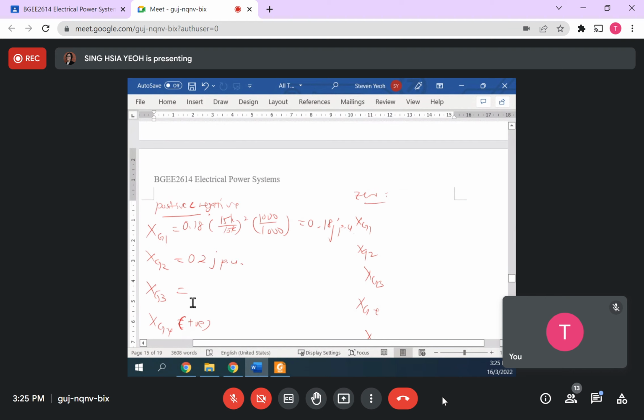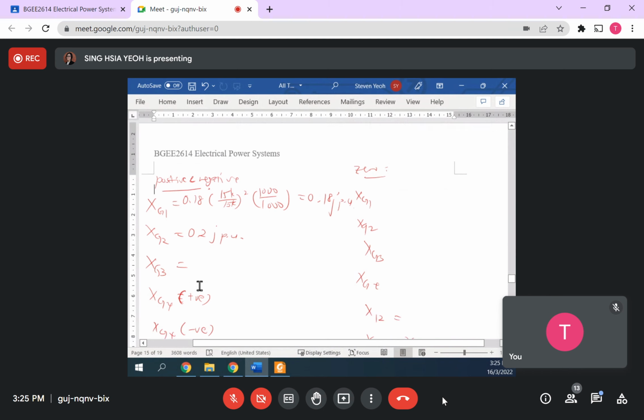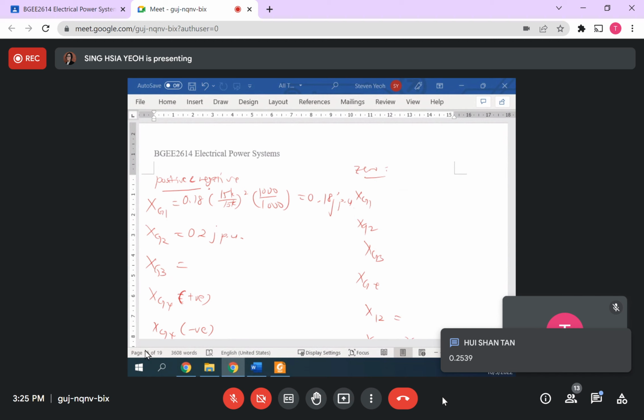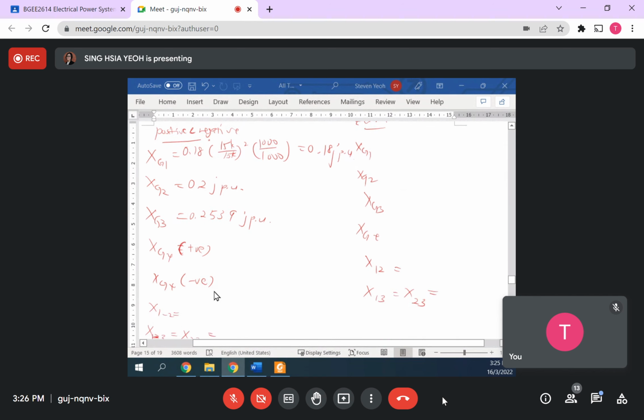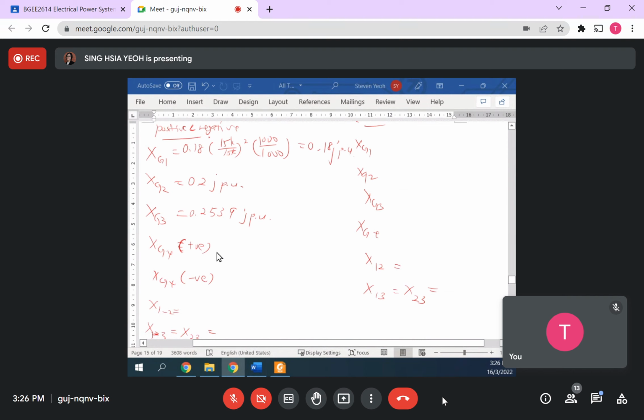Visan, Q3. G3 for positive negative sequence. Yes, good. 0.2539 jpu. After Visan, who? John. G4 positive sequence. And Kibun, G4 negative sequence.